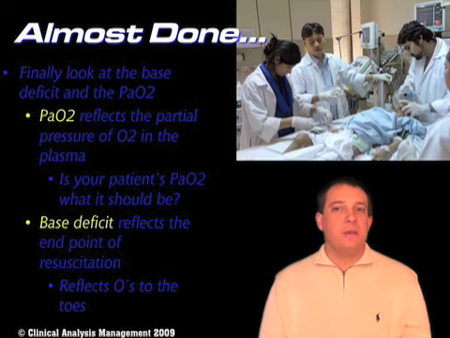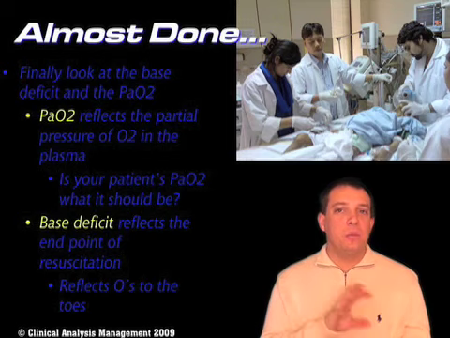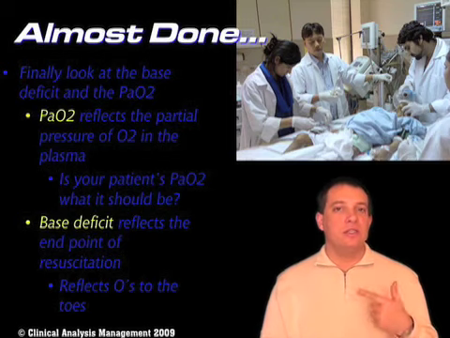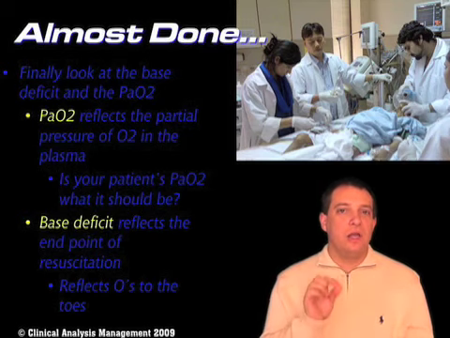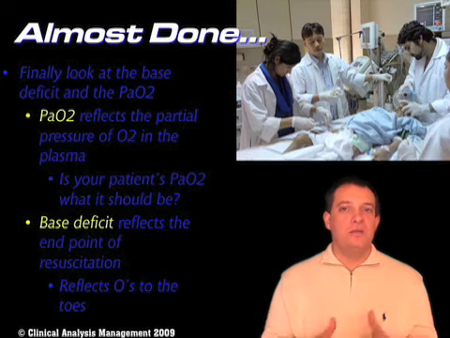And the big advantage to the base deficit is it doesn't tell you anything more that you're not going to have figured out already by interpreting the ABG, whether it's acidosis, alkalosis, or whatever. But what it does tell you is a very quick picture of whether the patient's getting better or worse. And so I'll give you a good example.